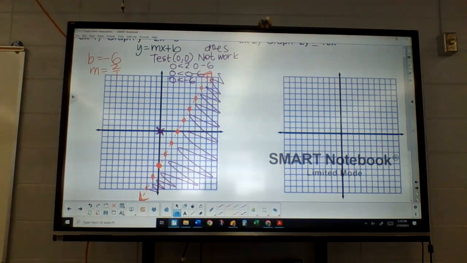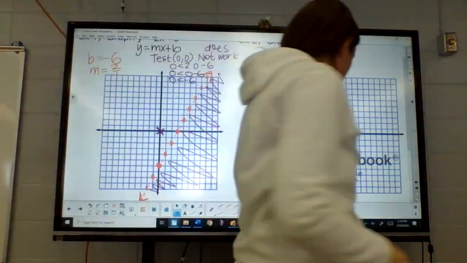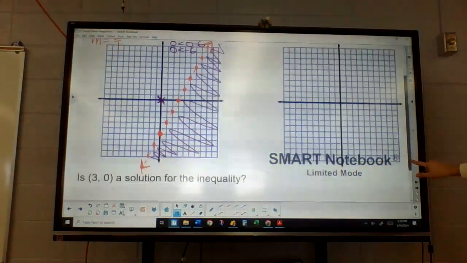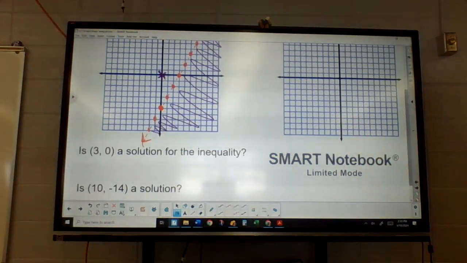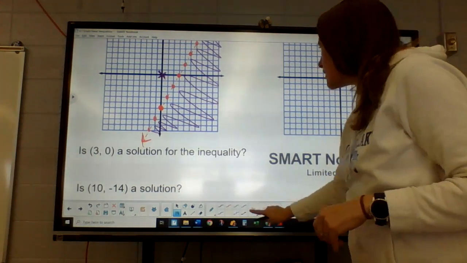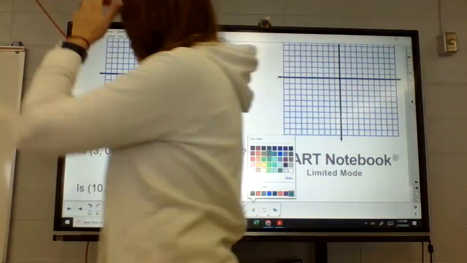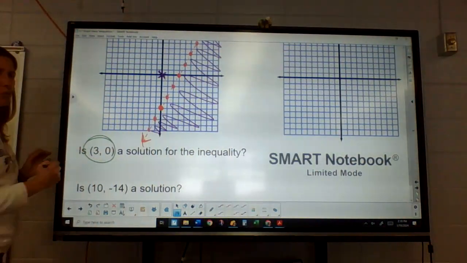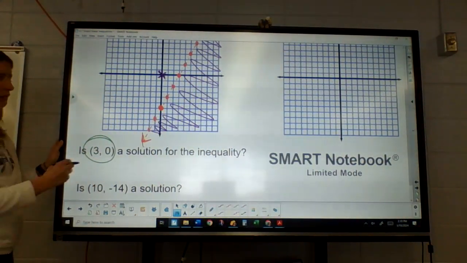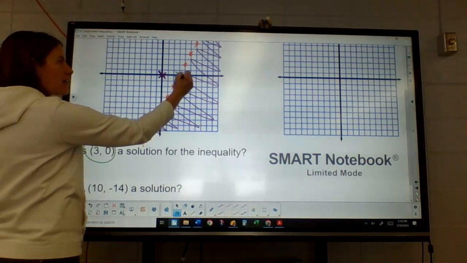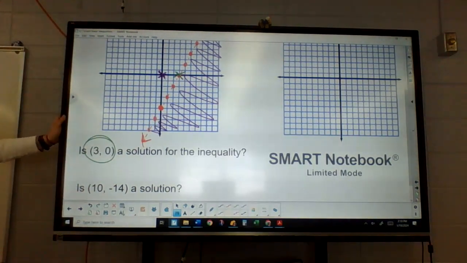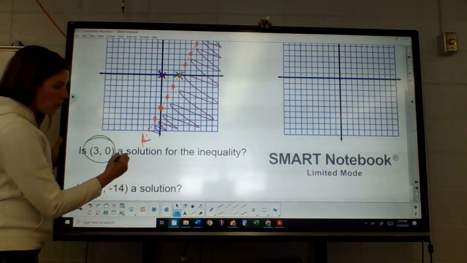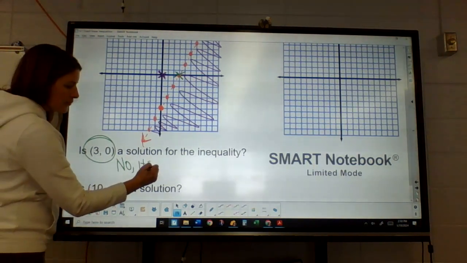Now we're going to finish up, right before break, with these last two parts. It says, is 3, 0 a solution for the inequality? So does this work in the equation? 3, 0 is on our line. Do you guys remember what we said about this type of line? This one doesn't work. When it's on this line, since it's a dotted line, we'd say it does not work. So it's no, it's on a dotted line.